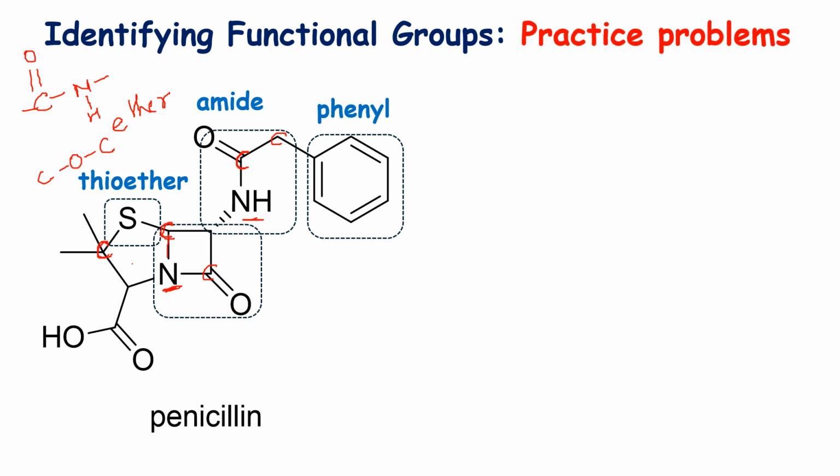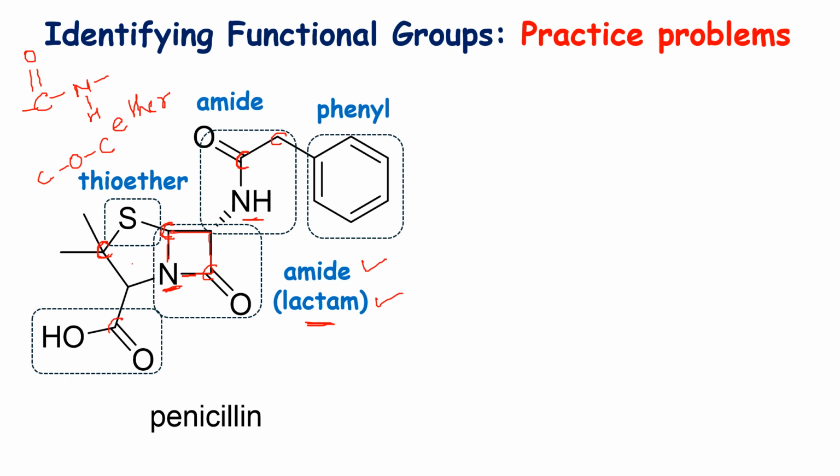But this amide is in cyclic form. As you can see, it is present inside a 4-membered ring. So cyclic amides are also known as lactam. So we can say amide, but if we want to be more specific, then it's a lactam.